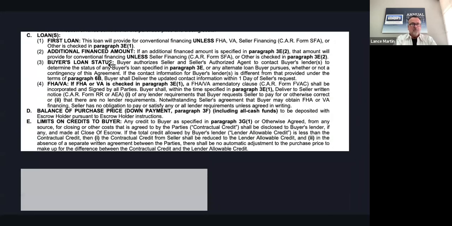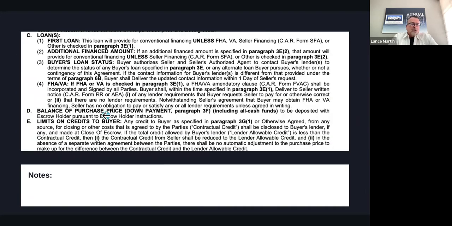Okay, I'm going to keep on rolling. Loans. So here we go. So what are we going to do? Well, we're going to get a loan. So if we're getting a loan, the first loan, this loan will be provided for conventional financing. The default means it's a conventional loan unless we basically check the box, we're doing FHA, VA, or seller financing. So the default in the contract says I'm doing a conventional loan, 20% down, 10% down, 5% down, 50% down, anything other than FHA, VA. So that is the default.